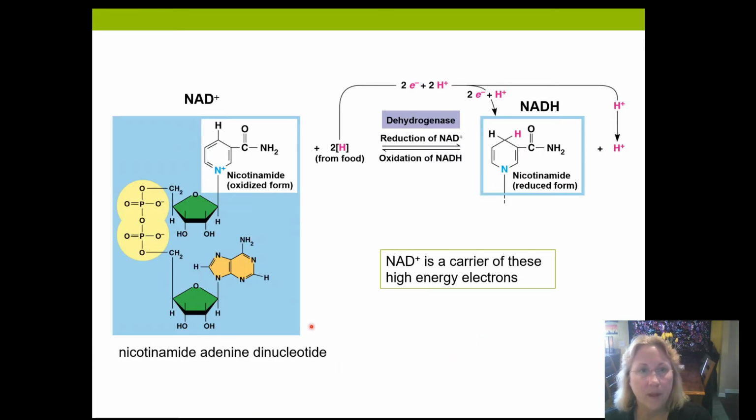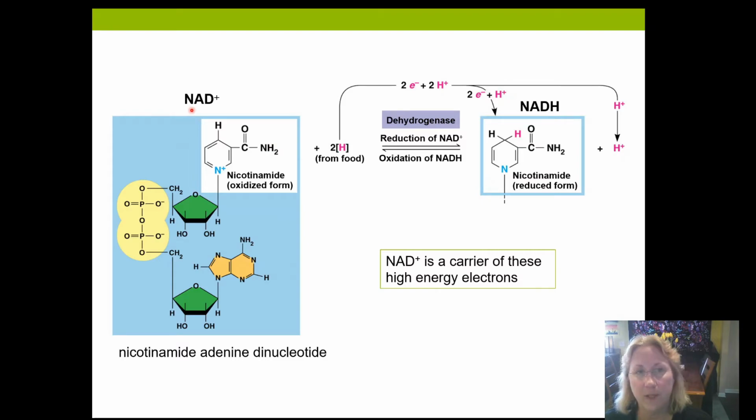So to move around this electron energy in a cell, we need to have a molecule that's capable of holding on to high energy electrons without allowing them to fall down to a low energy state. And here's one of our electron carriers, nicotinamide adenine dinucleotide. Well, we're just going to call it NAD. In its oxidized state, it's NAD+. When it's carrying 2 electrons, and hydrogens just come along for the ride, it's NADH.